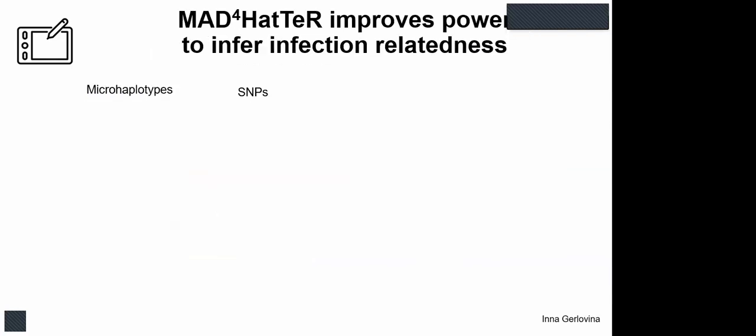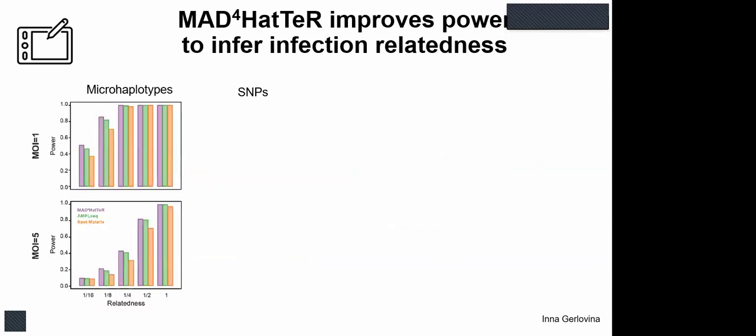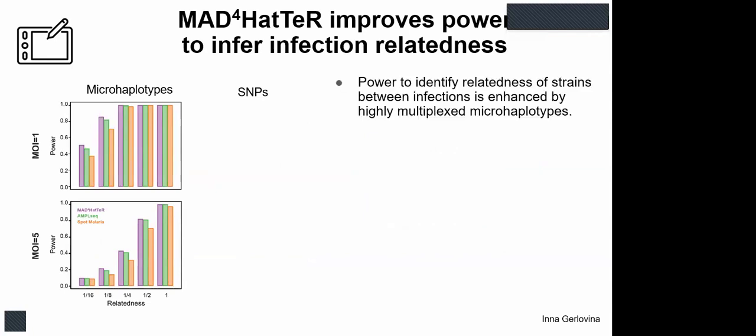Thirdly, we tried to look at how best power is used to infer relatedness or infection relatedness. And here we focused on data from microhaplotypes, where we delved into identifying relatedness of strains between infections, which is enhanced by highly multiplexed microhaplotypes. And the orange is SpotMalaria, green is Amplisec, and the purple is Mad Hatter.